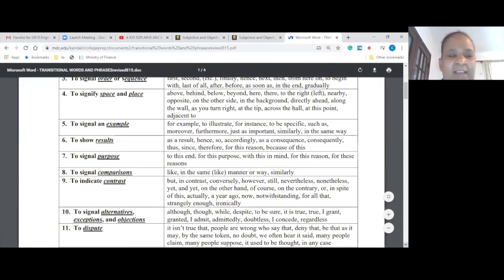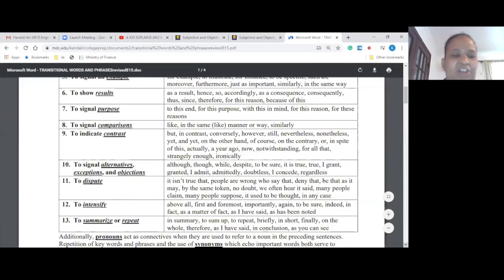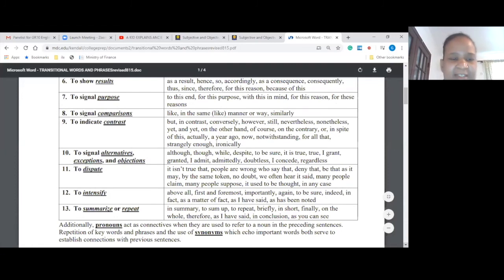Okay, we see number 10, signal alternatives, exceptions, objections. So this is when you're saying, this is my opinion, then maybe an alternative opinion would be, so these are transitions: although, admittedly, doubtless. Number 11, to dispute, to say that it is not true: we often hear it said, many people claim, people suppose, in any case.